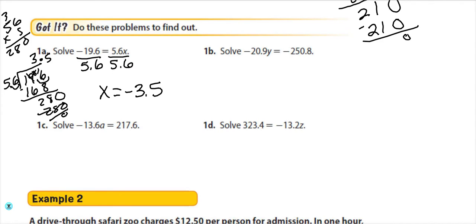All right, let's go over here to letter B. We're going to divide by negative 20.9. y equals, and let's do that one. So that'll be 250.8. Every time I make a 5 too fast, it always does that. It's like I have to lift my pen extra high for some reason.